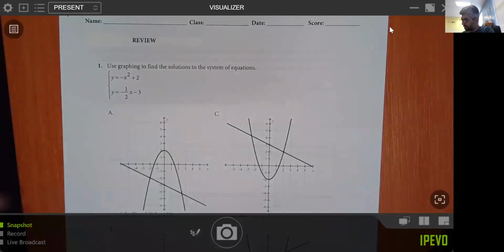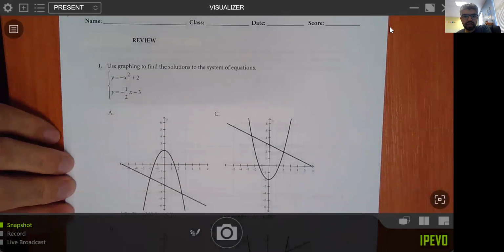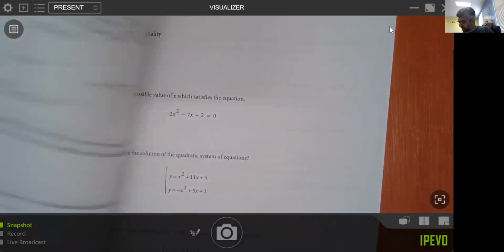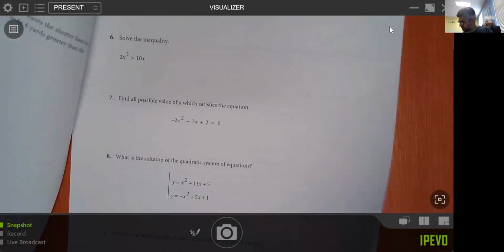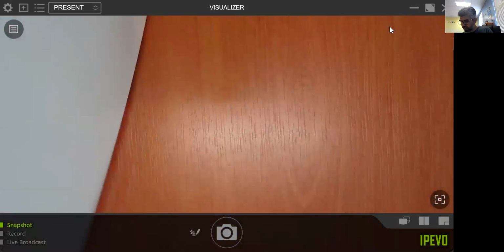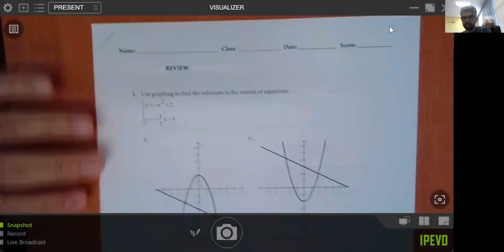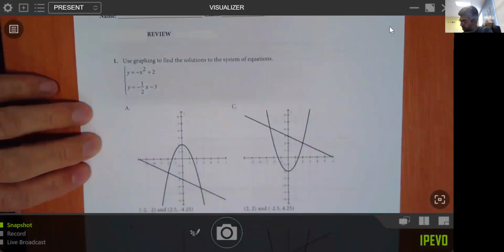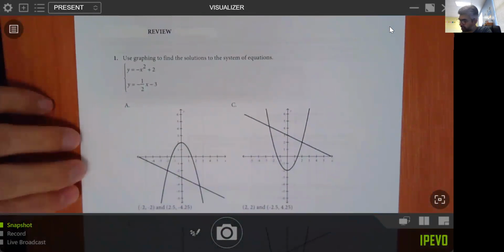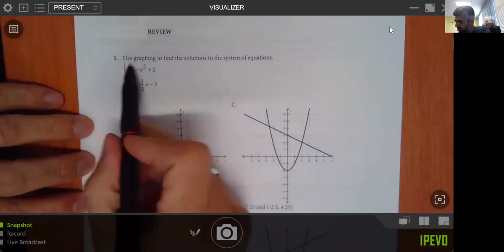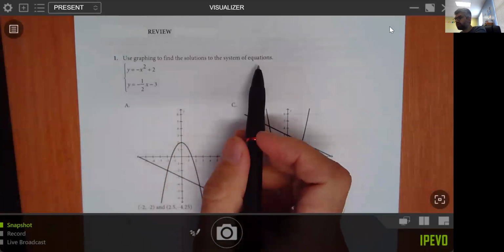Guys, so quadratic equation systems, quadratic and linear equations in a system, complex numbers and quadratic inequalities we are going to have in this test on Monday. And we have 20 review questions. Let's start them. Use graphing to find the solutions to the system.